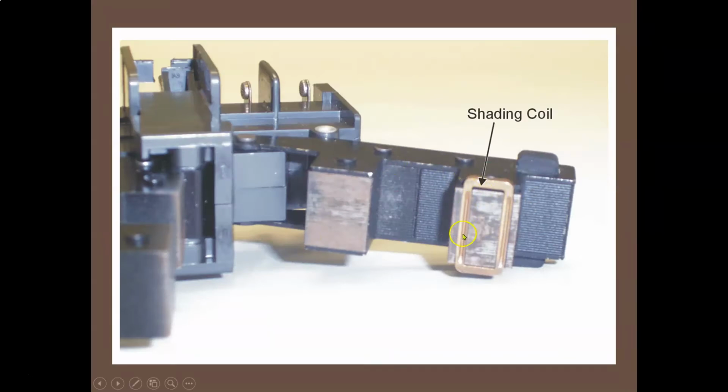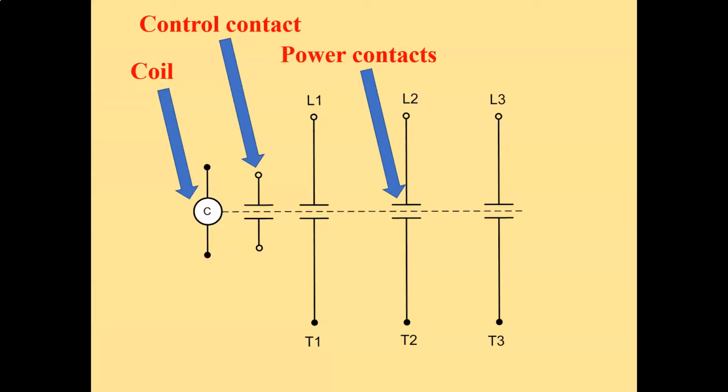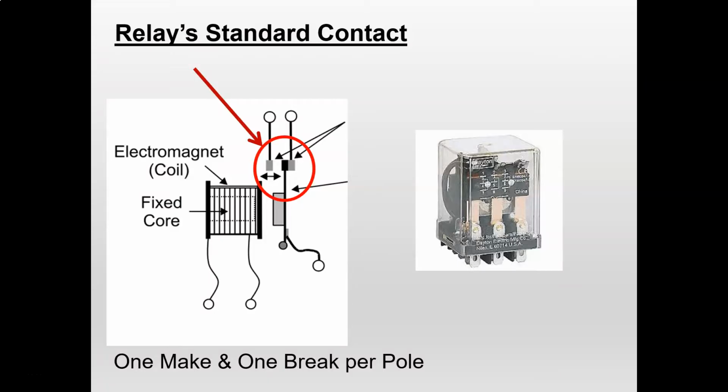Then we got shading coils. What the heck is a shading coil? Pretty much just a continuous loop of usually copper around a pole in your relay, or your contactor, I should say.